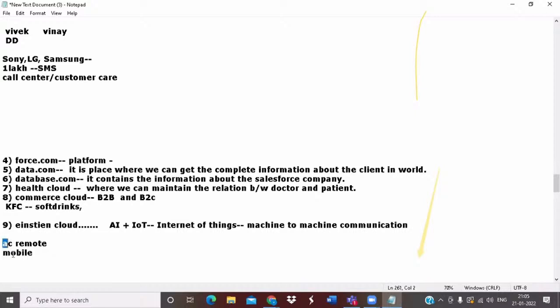AC is one machine, my mobile is another machine. This machine is going to communicate with another machine. This is possible through IoT.